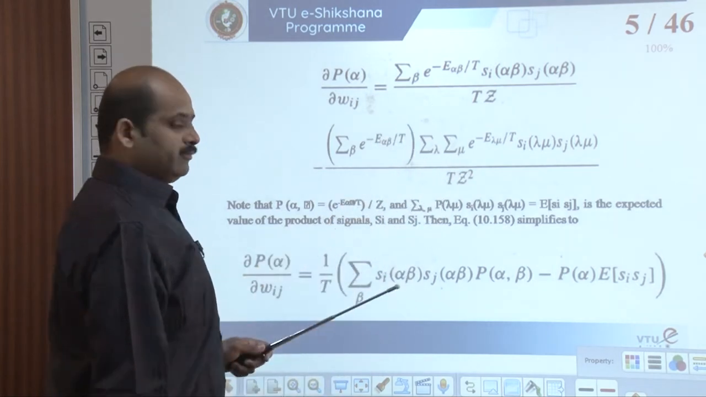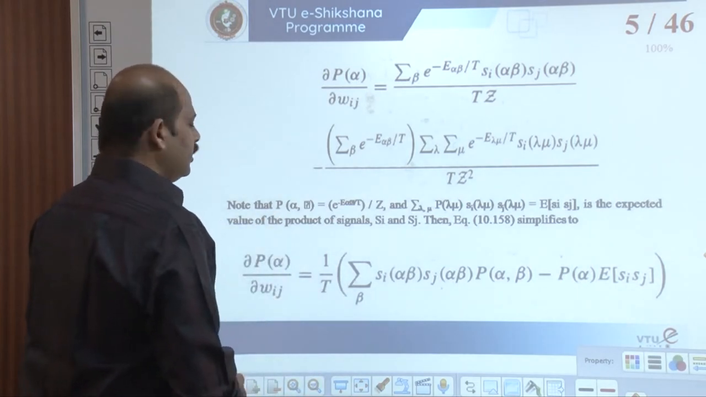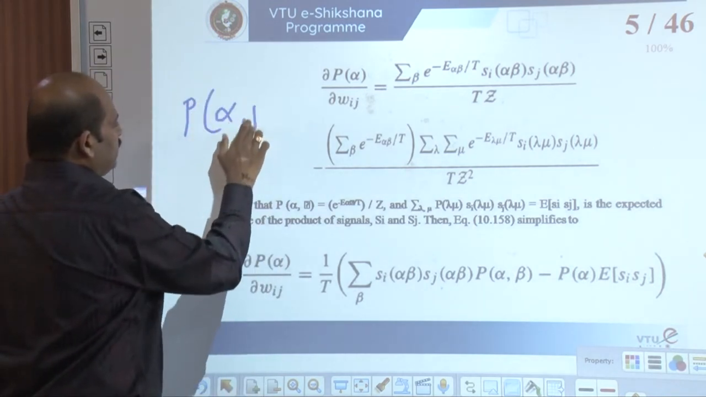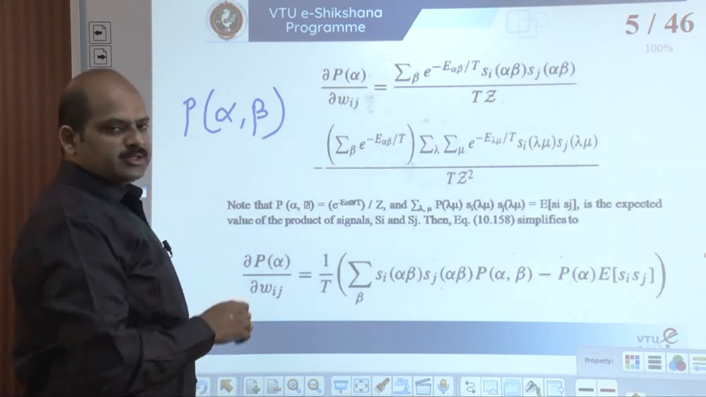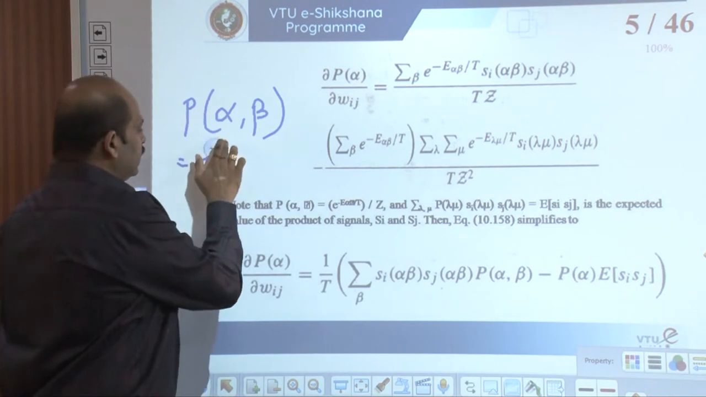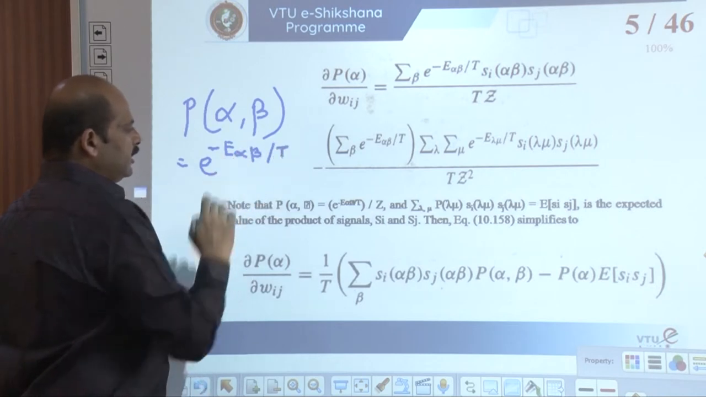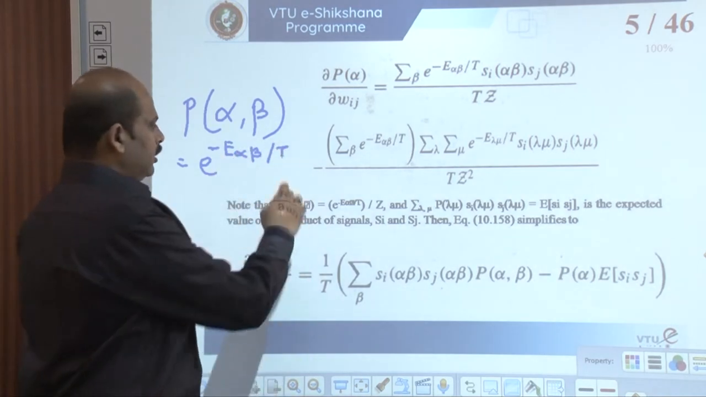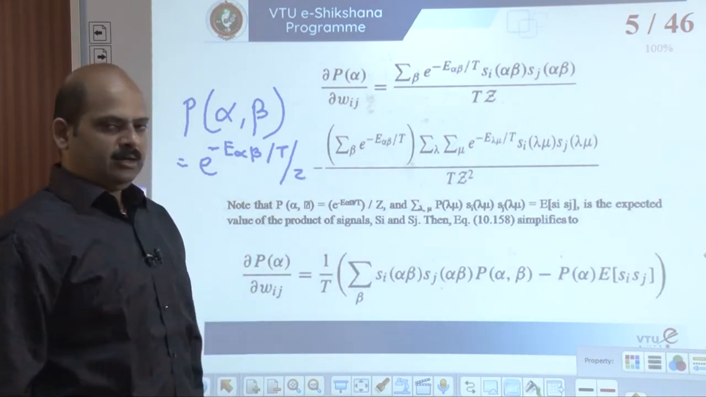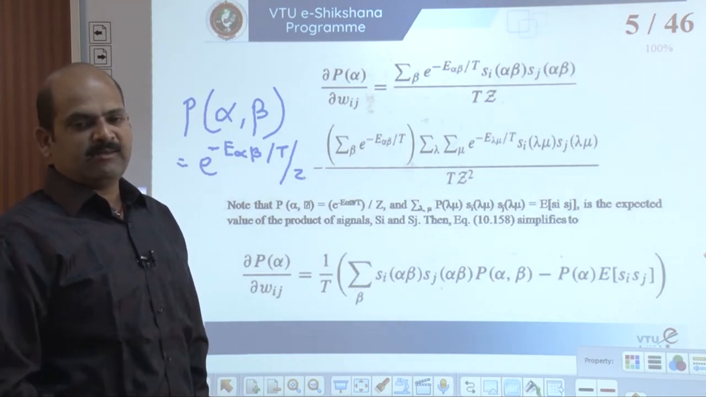From that, we are going to assume some values: the probability P of alpha and beta is assumed equal to the exponential of the negative energy divided by T. In this consideration, we are going to take the summation over the eigen vectors as well as eigen values.